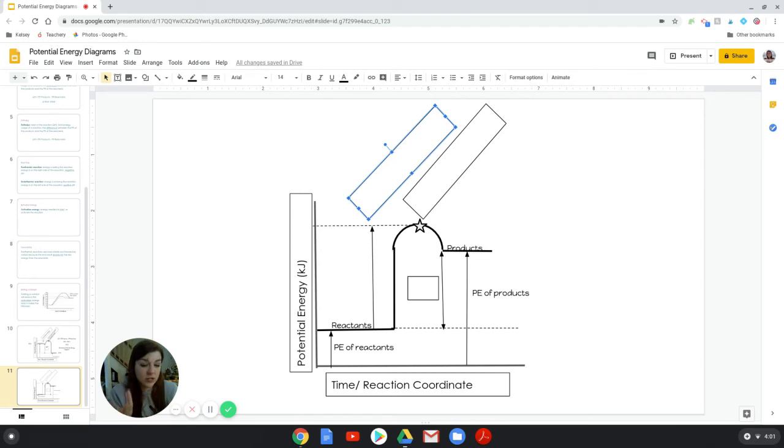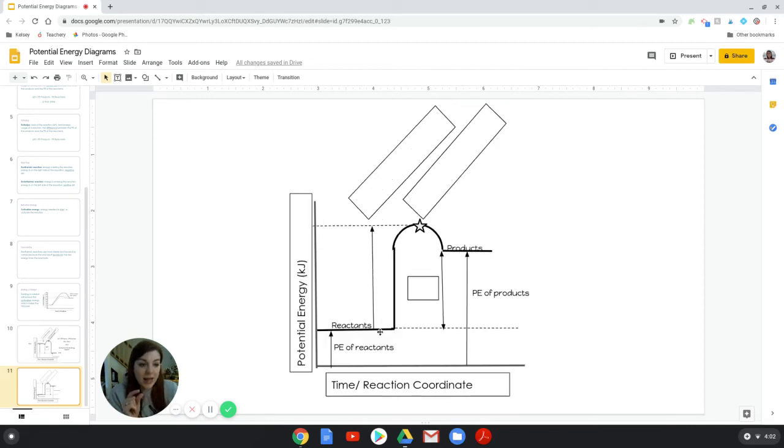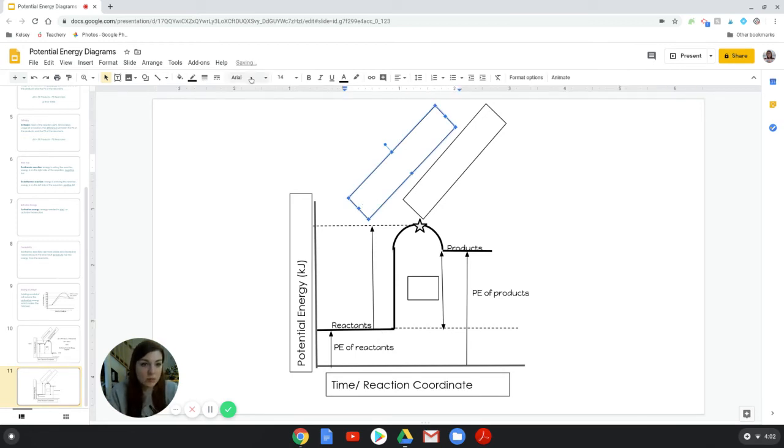This is another reason why nature favors exothermic. Nature only has to add a little bit of energy to get an exothermic reaction started, where an endothermic requires much more energy. So this will still be my activation energy, which in this case is just much bigger.